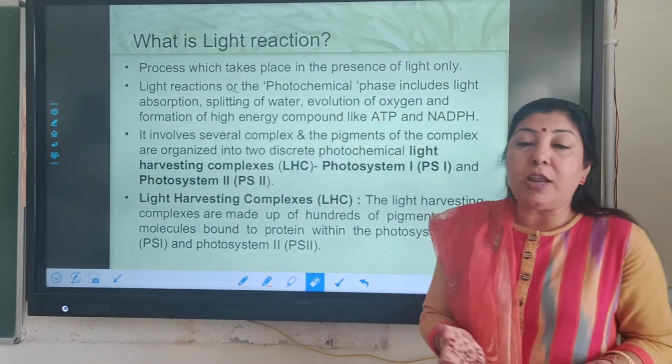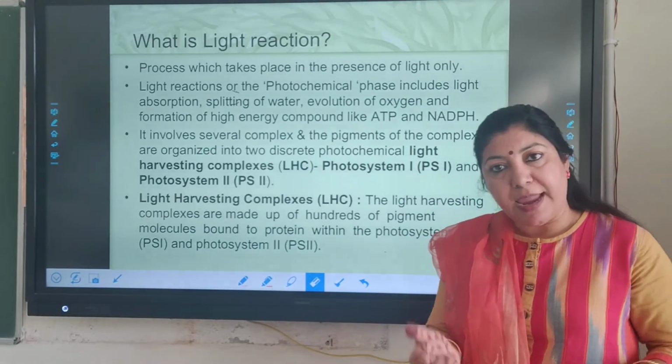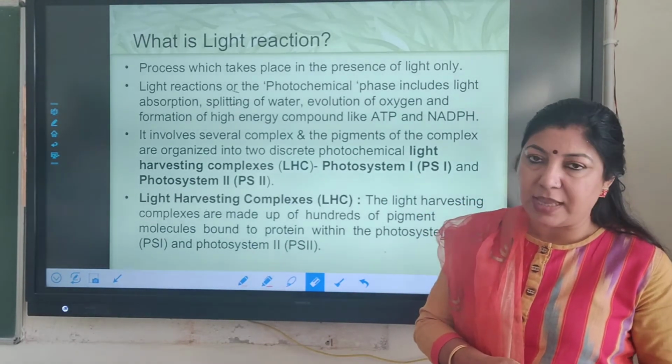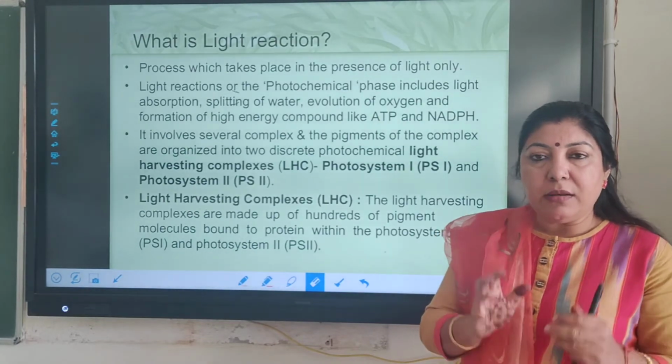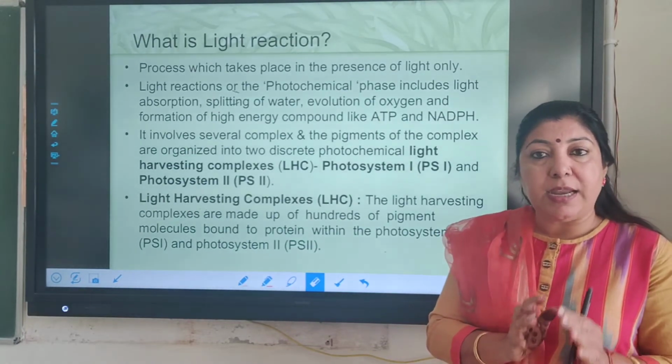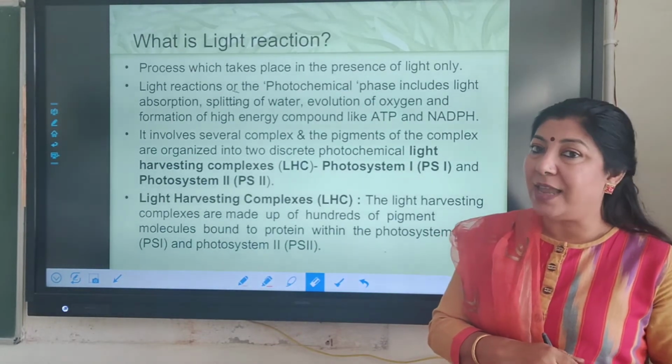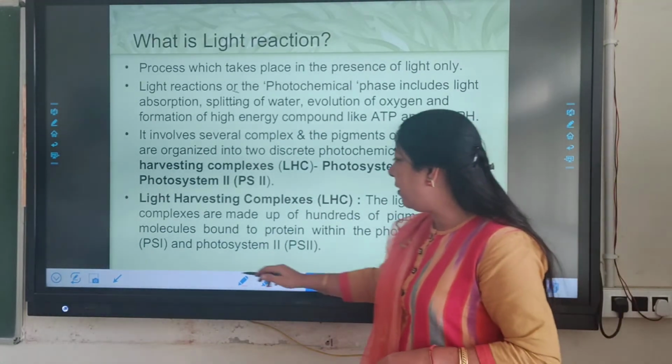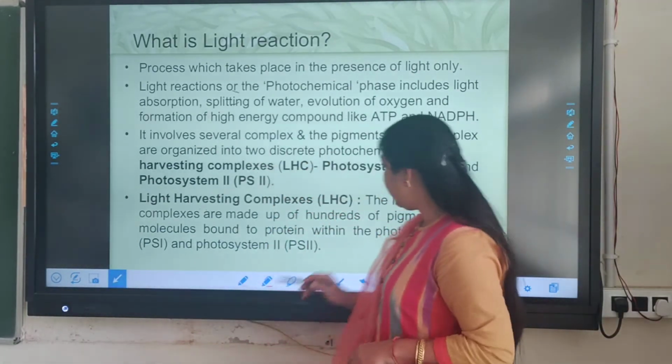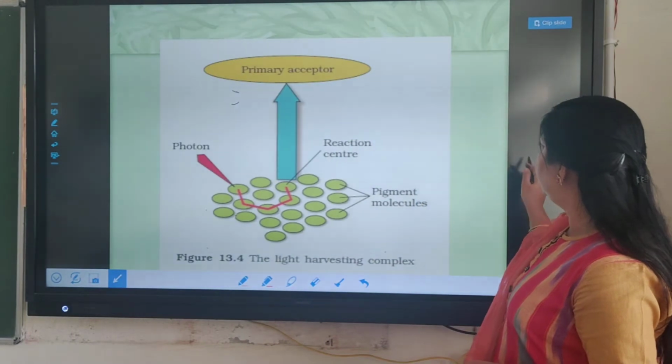It may be of two types. One is cyclic, other is non-cyclic. The oxygen is released only in non-cyclic, which is also called the Z reaction. Let's study about it.